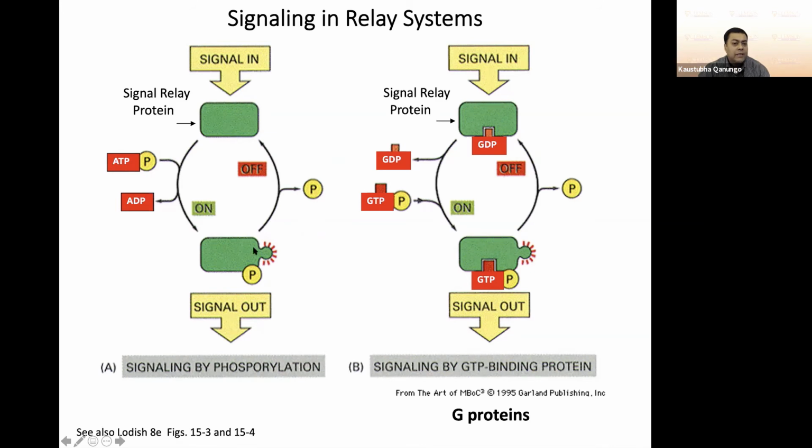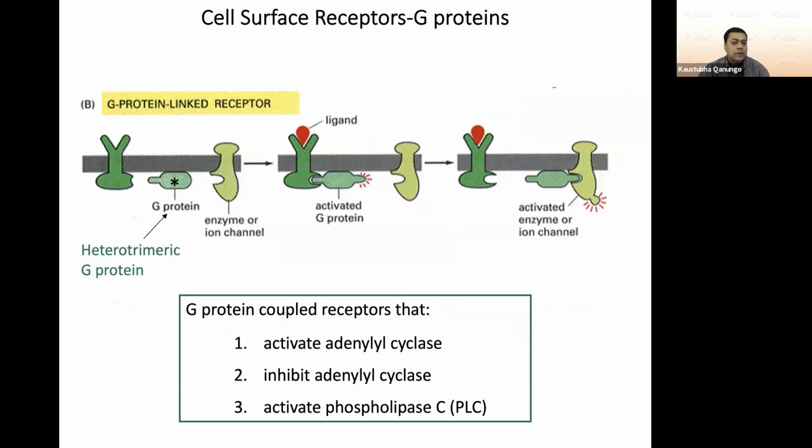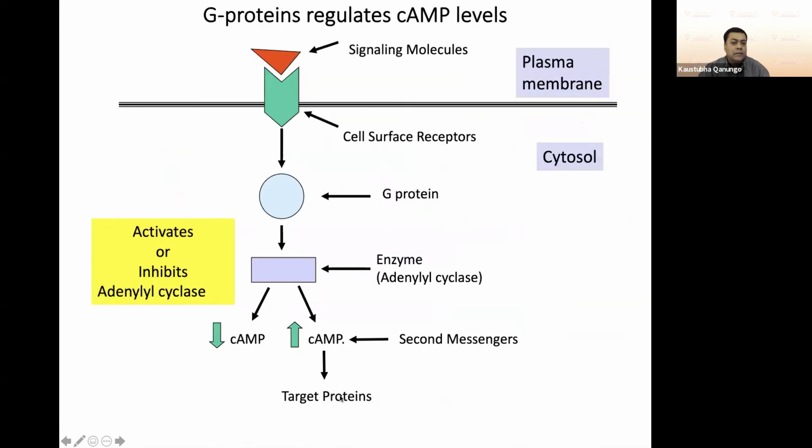So for the relay system, definitely know how signaling by phosphorylation happens or by GTP binding happens. Basically the same, but the involvement of GTP exchange is important. Here you have an ATP phosphorylating the particular output which is active. So that's good. And again, the principle of the protein, that's good.